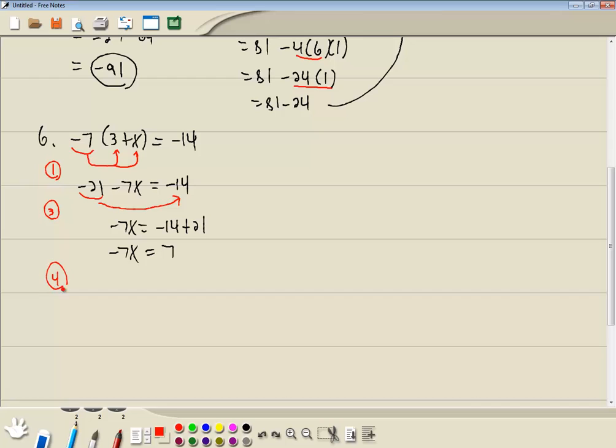And step 4, divide both sides by the number in front of your x. So we're going to divide both sides by negative 7. And 7 divided by negative 7 gives us negative 1. And these negative 7's cancel. So our answer is negative 1.